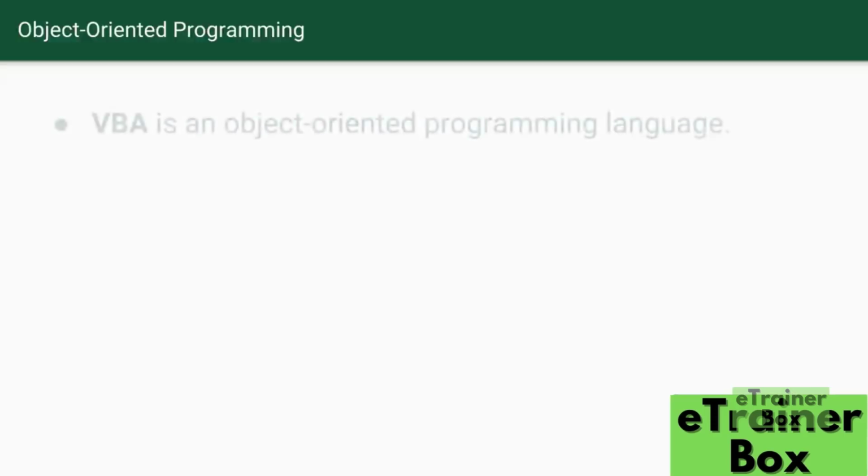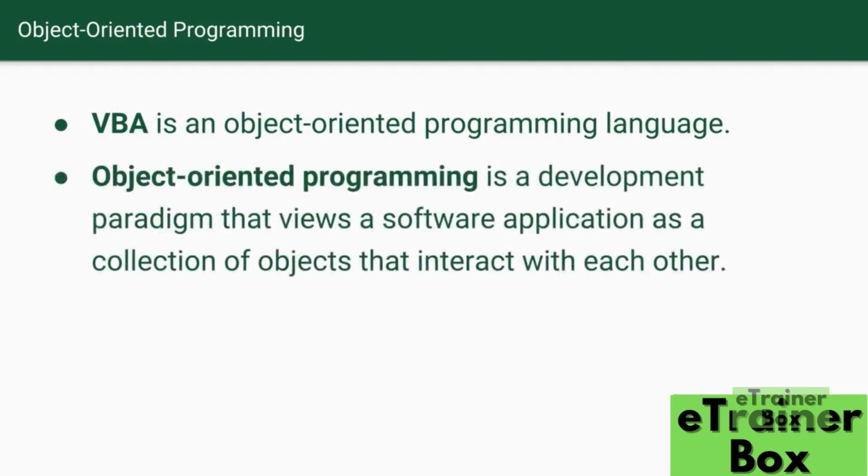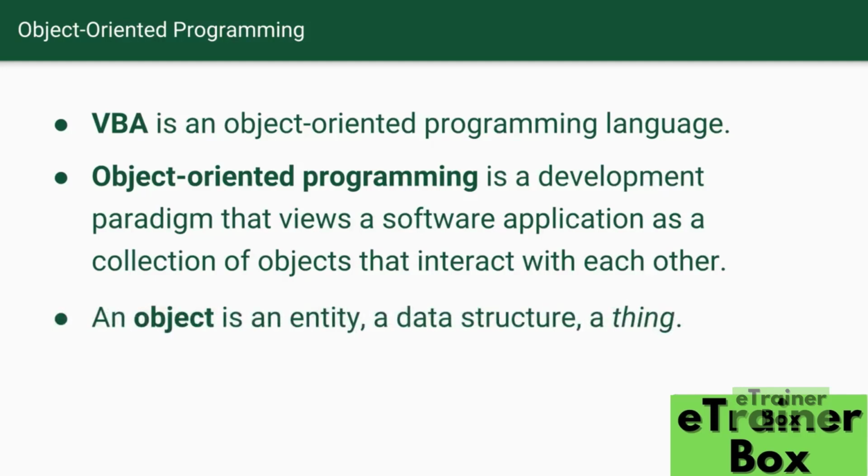What is that? Well, as I mentioned before, VBA is an object-oriented programming language. Object-oriented programming is a development paradigm, which just means a way of thinking that views a software application as a collection of objects that talk with and interact with each other. The first question you probably have is, okay, what is an object? Well, an object is some kind of entity. It's a data structure. It's some kind of thing.